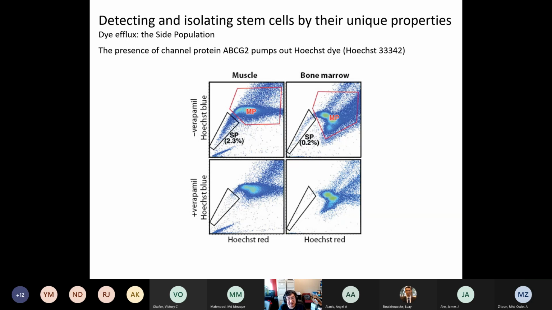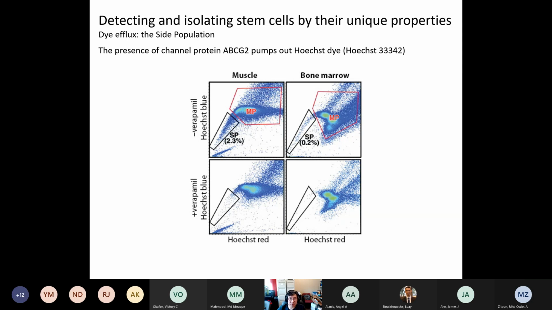You can incubate the cells with this Hoechst dye, and the Hoechst dye will diffuse into the cell. They can pass the cell membrane slowly. You can get the cells labeled, but stem cells somehow, because of the presence of this channel protein, can get this dye exported. This is called dye efflux. They can get this dye out of the cell.